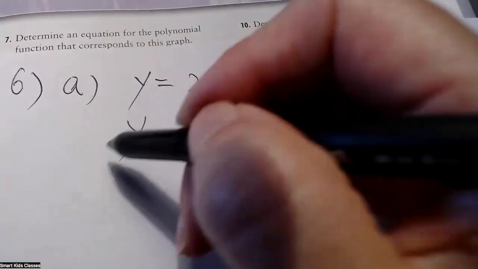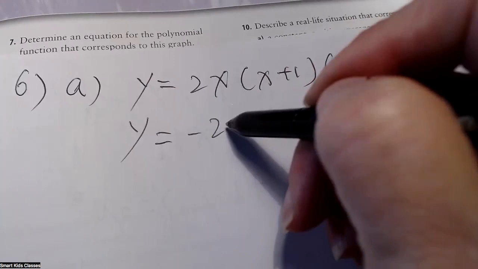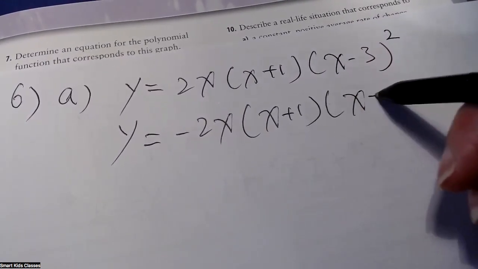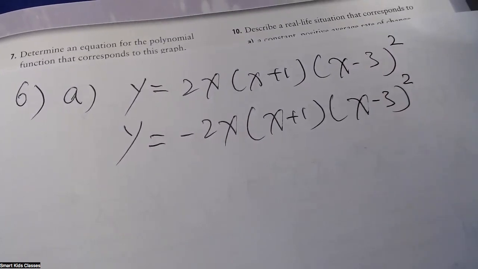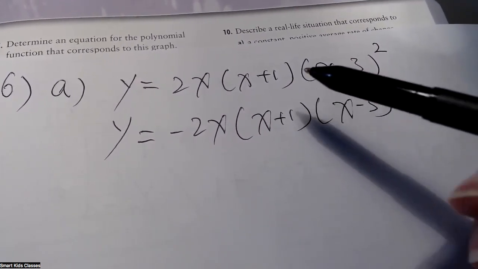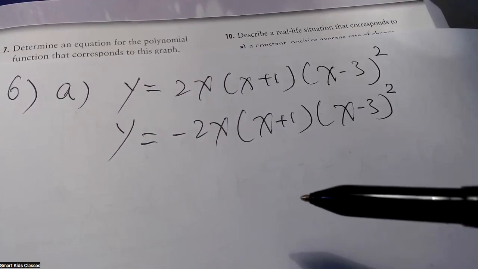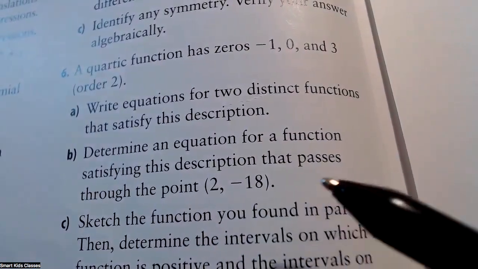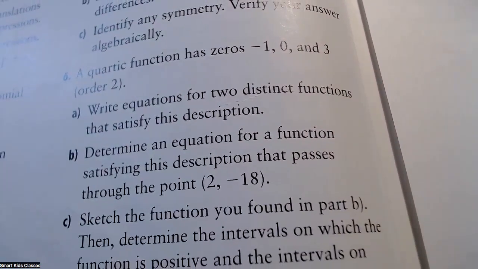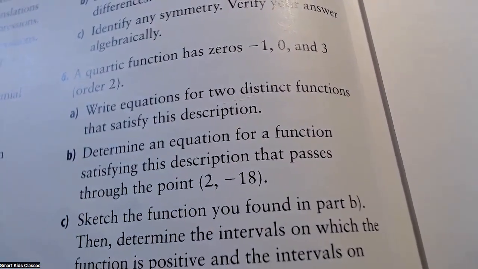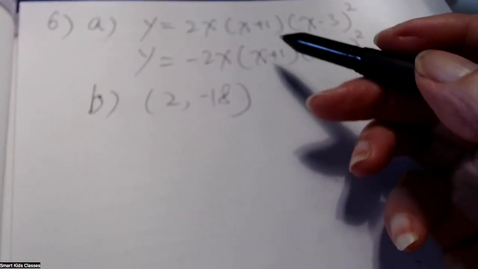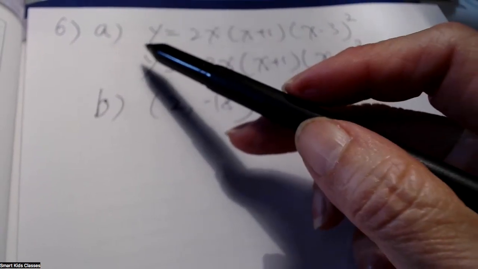Now the next one, I can put negative 2x, x plus 1, x minus 3 exponent 2. So one opens up, one opens down. So we have two distinct functions that fit this description. Now we want functions that pass through the point 2 and negative 18. So if we want the point to satisfy the equation, I'm going to do it for the first one.